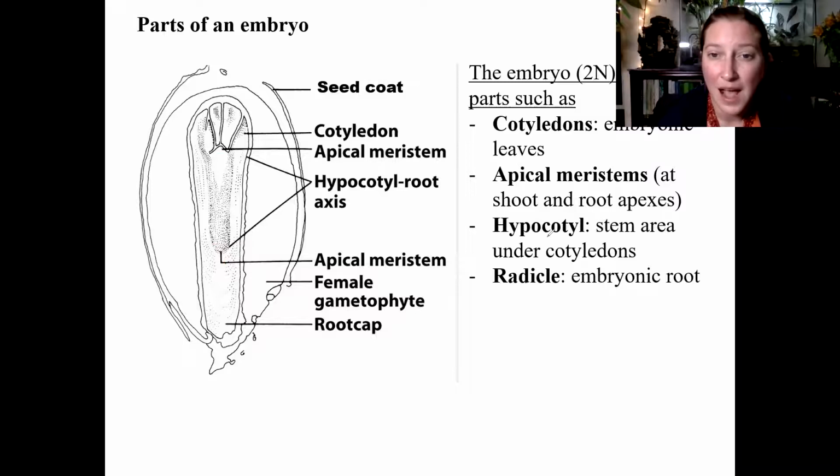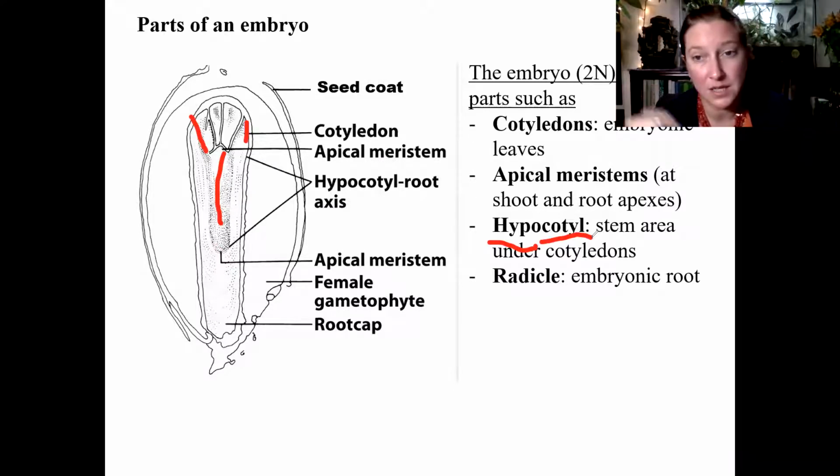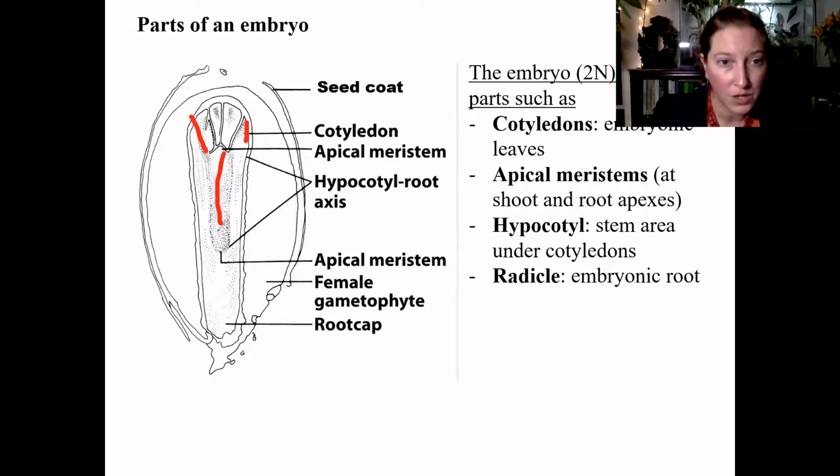Then we have this hypocotyl. Hypocotyl is a stem, and it's the stem below the cotyledon. So like here's cotyledon, and then here is hypocotyl. Hypo means below, and cotyl refers to cotyledon. So it's the stem area under the cotyledons, hypocotyl. And then of course, embryonic root, which is right around here, which is the radicle that we learned about in the root lab or root lecture.